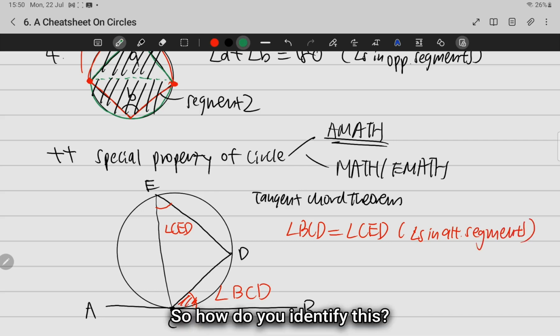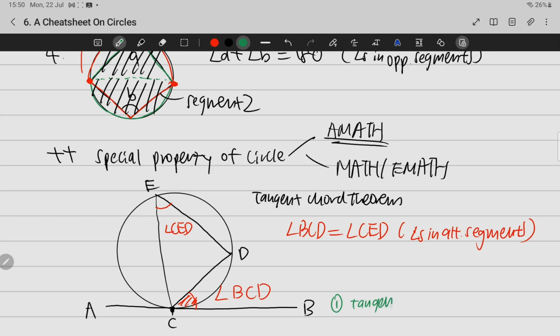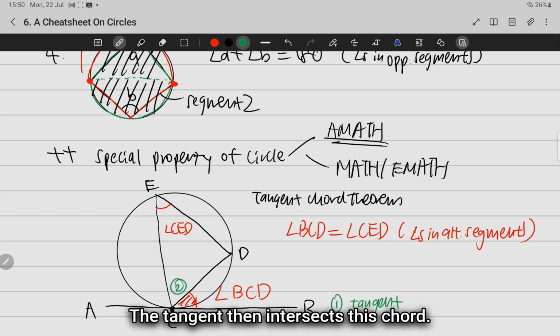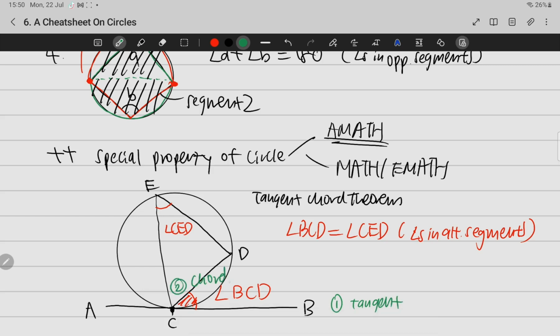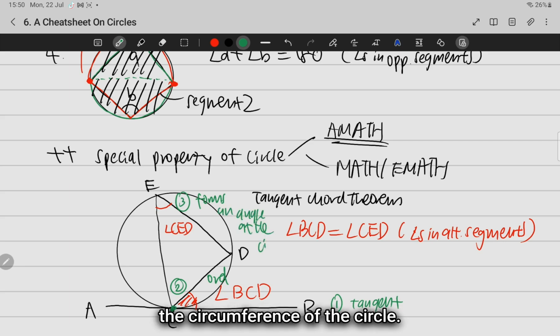So how do you identify this? First and foremost, you must have a tangent. The tangent then intersects this chord. It then comes into contact with the circle at the same point as the chord, which is over here, and this chord forms an angle at the circumference of the circle.